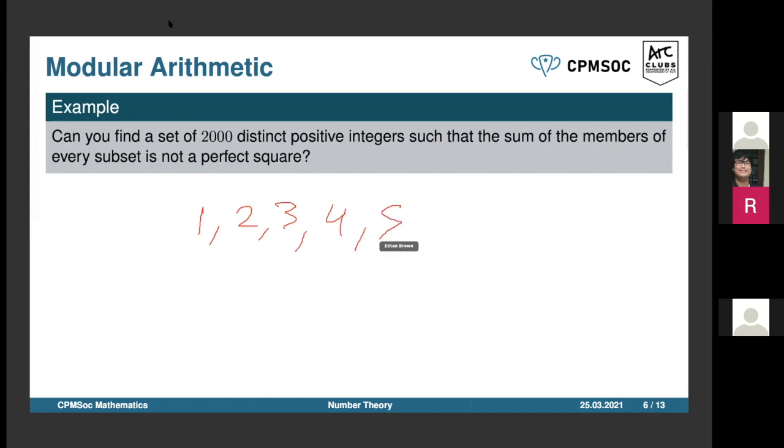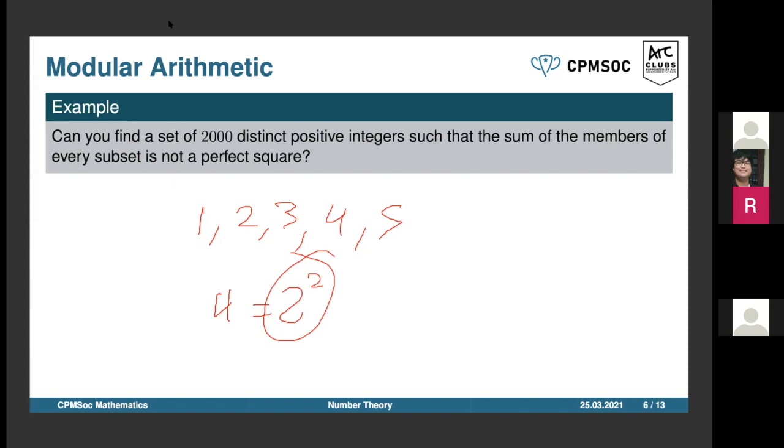And we need to see if the sum of the members of every subset is not a perfect square. So say we had 1 and 2. If we add them together, we get 3, which is not a perfect square. So that one's fine. If we instead had 4, on its own that is another subset. So just 4 on its own is 2 squared. So we call this a perfect square because it's some integer n to the power of 2, right?